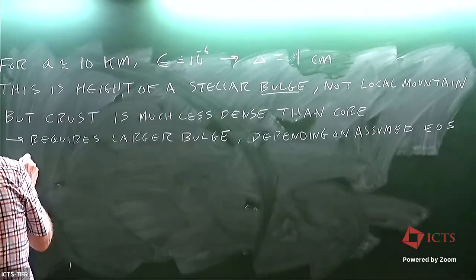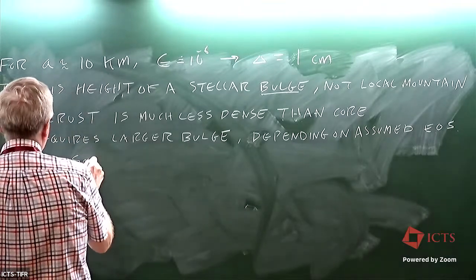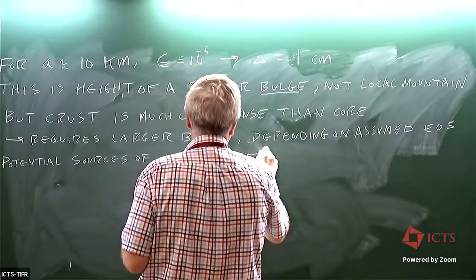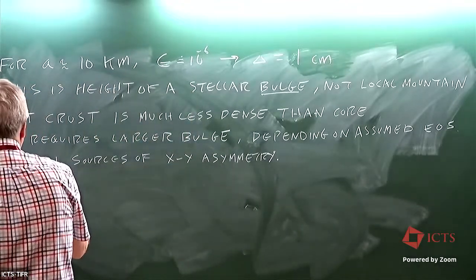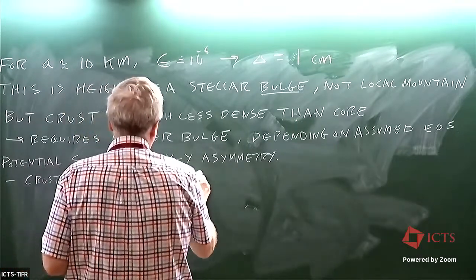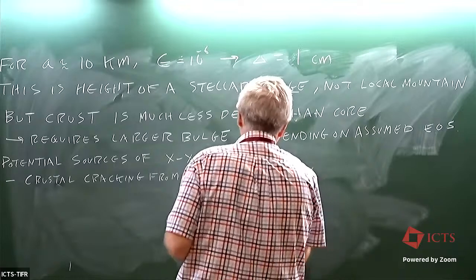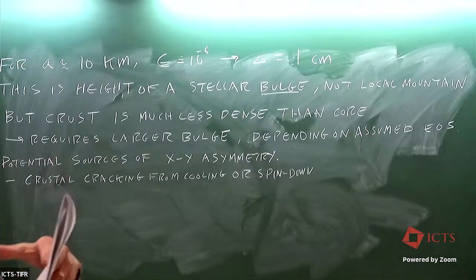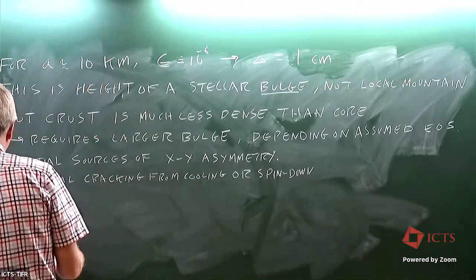All right, so let's talk about some potential sources of the asymmetry that gives us a non-zero epsilon. So potential sources of, say, an XY asymmetry. This is not an exhaustive list, but some key possibilities. One is crustal cracking from the cooling of the star, or its spin down. Both of those will tend to lead to changes in the shape of the crust, particularly the spin down, because we have a star whose oblateness depends on its spin, and as it spins down, that solid crust has to keep adjusting to the internal shape of the core, which is getting less and less oblate. And so, that leads to the possibility of cracks forming in that process.